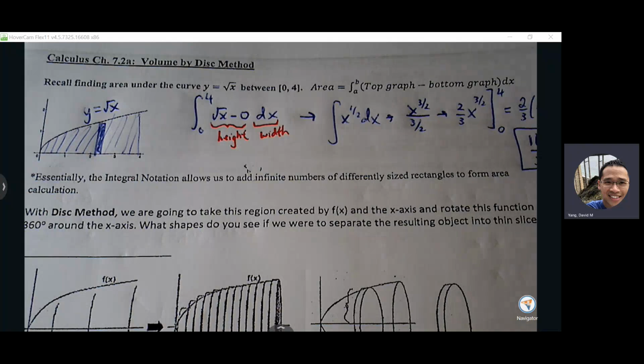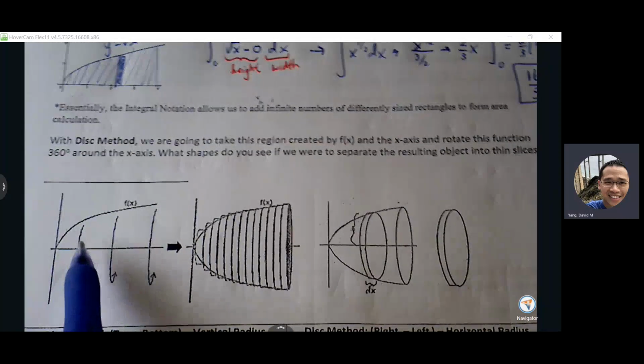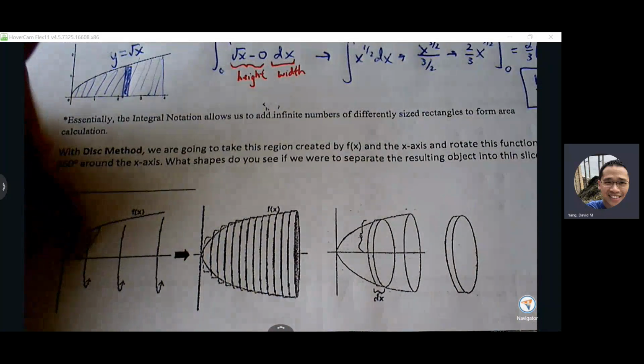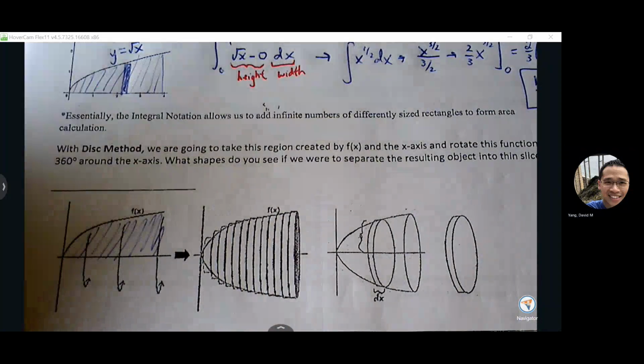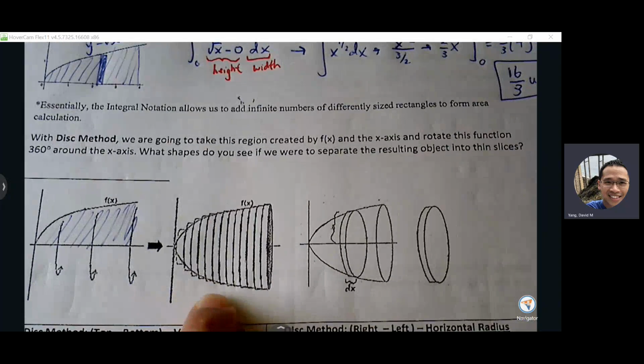Okay. Now, with this method, what we're going to do is take this region that we created. Okay. We're going to take this two-dimensional region that we created. Okay. And we're going to rotate this 360 degrees around the x-axis. So imagine taking this two-dimensional shape that we had from above, and we're rotating it all the way around. And as it rotates, we want to create an object out of it. And you can kind of see it turns into like a circular bowl, right? Do you guys see that?